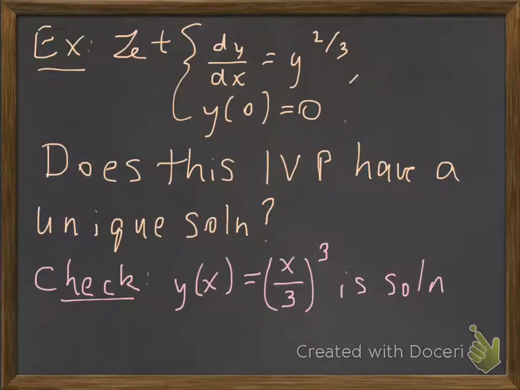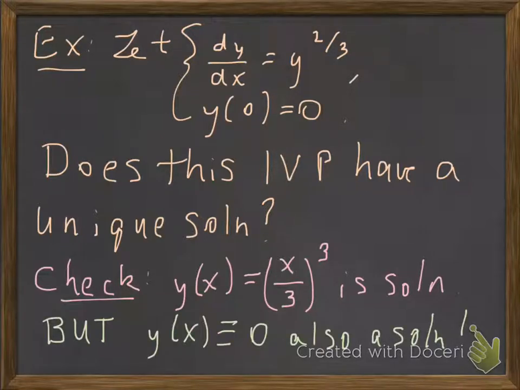But maybe right away you can see that in fact there's another solution to this initial value problem, namely the function y(x) equal to 0, so the constant function, is also a solution. So what we would say in this case is that this initial value problem does not have a unique solution.